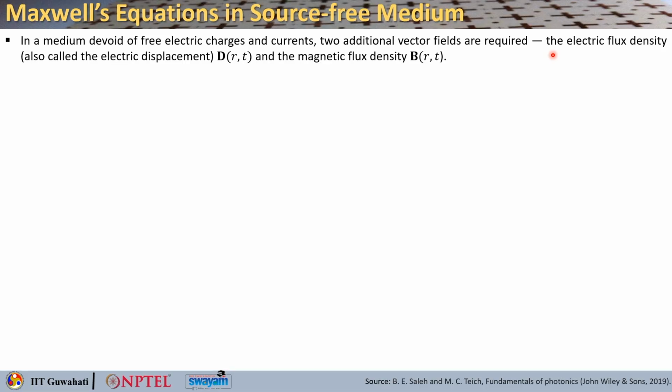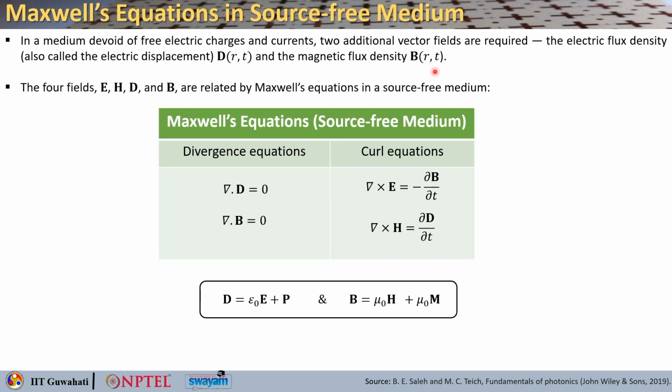So, if you consider a medium which is devoid of free electric charges and current, you bring in 2 additional vector fields. One is called the electric flux density or the electric displacement, denoted by capital D. That is also a function of position and time, and then you have magnetic flux density B, which is also a function of position and time. So, now we have 4 fields: E, H, D and B, the electric and magnetic fields, and then the electric flux density and magnetic flux density.